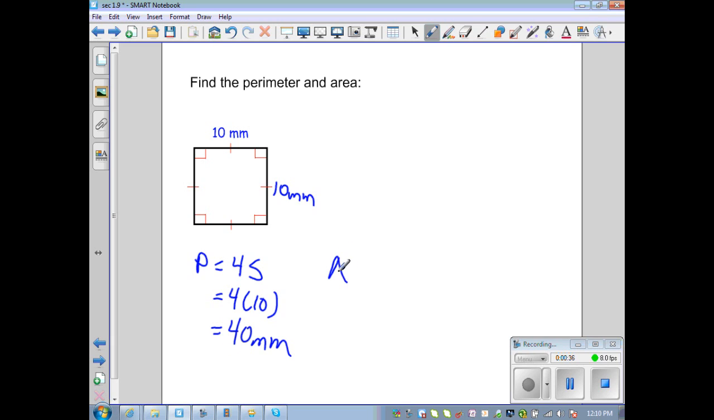For area, again, using the formula for a square, A equals s squared. This gives me 10 squared. Simplifying, I get 100 millimeters squared.